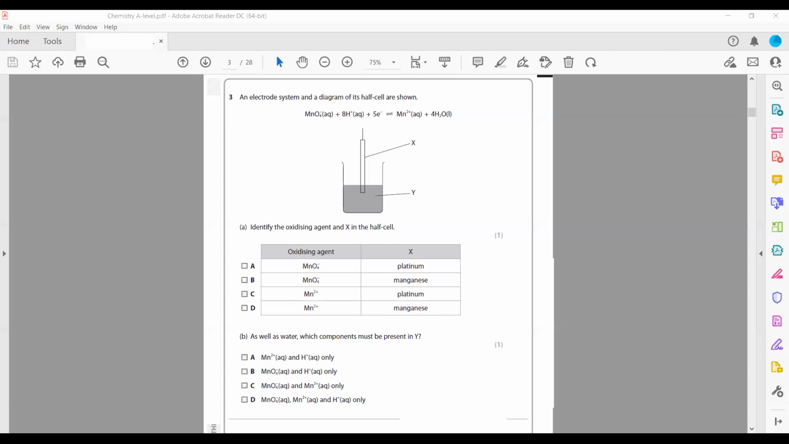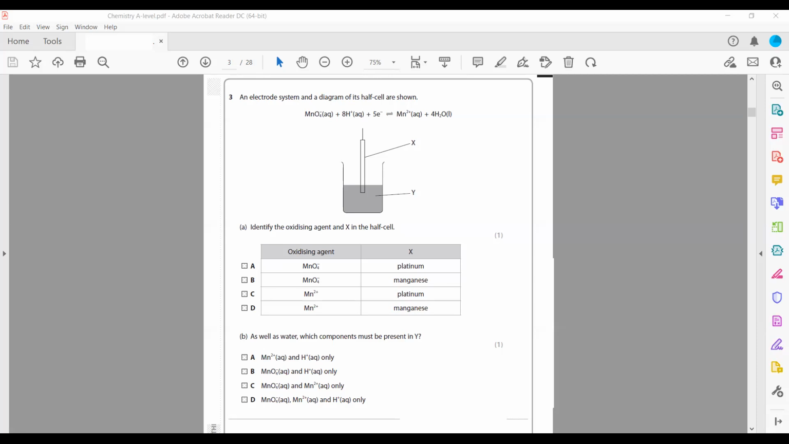So an electrode system and a diagram is there for a half cell. Manganate ion, MnO4, is there in the solution. It turns into Mn+2. Identify the oxidizing agent and half cell equation. So how can we identify the oxidizing agent? An oxidizing agent is a substance which helps in oxidation. By itself it is reduced.